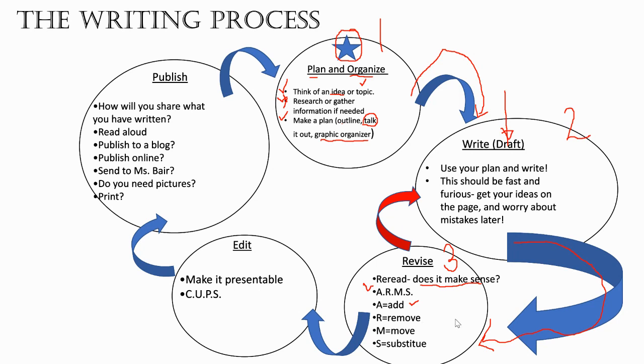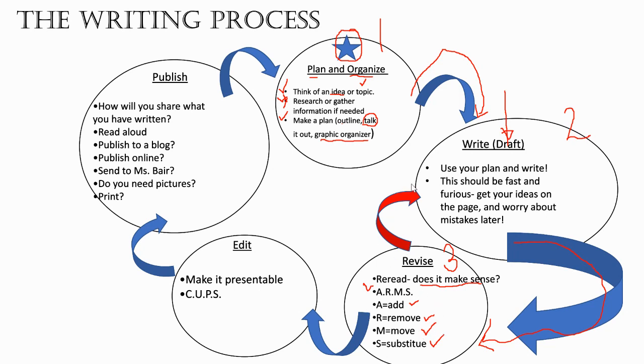Like maybe I didn't describe the school very well, or I didn't describe what was happening at a certain point and it's confusing. Maybe I need to remove some details. Maybe I went on way too long about a part of the story that wasn't interesting and I need to just cut it out. Or maybe I need to move something. Maybe I put the exciting problem way too late and then it just kind of ends and it's confusing. Or maybe I need to substitute some things. I need to add in more rich vocabulary and interesting details. I go through and revise.